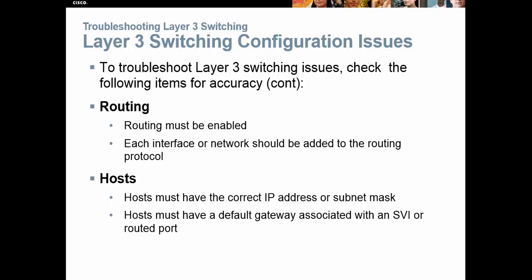With routing, routing must be enabled. Each interface or network should be added to the routing protocol. And with your host, the host must have the correct IP address and subnet mask, and the host must have a default gateway associated with the SVI or the routed port. If it doesn't have it, it doesn't know which way it's headed out, so that's necessary.